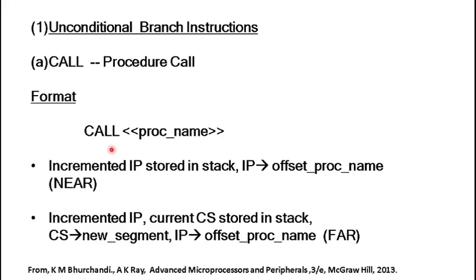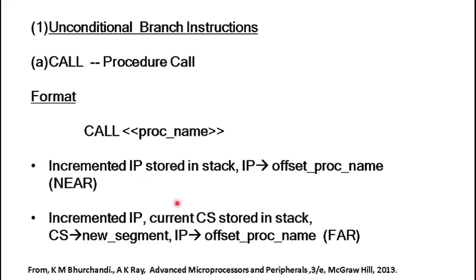When you are doing a call to a procedure that is in the same segment, only the IP needs to be changed. The current IP, which is the incremented IP pointing to the next instruction, is pushed into the stack, and then the instruction pointer is loaded with the offset of the label, where it is located within the current segment, so that we may start executing that particular line of code instead of the actual line of code which we were supposed to execute.